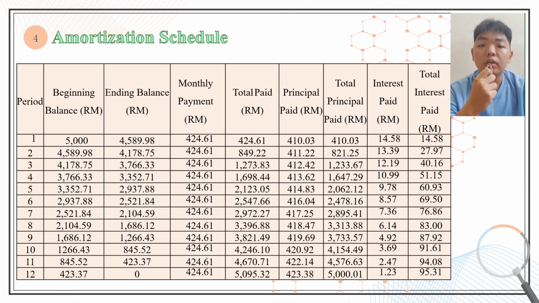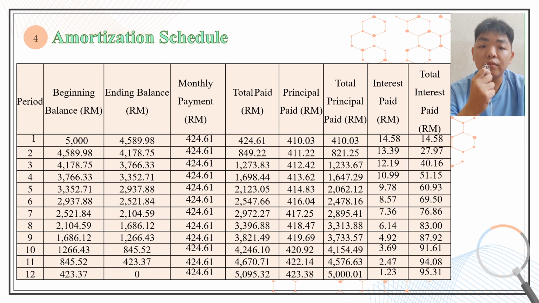This is the timetable of the amortization schedule. The first period of beginning balance is 5,000, ending balance is 4,589.98, monthly payment is 424.61, principal paid is 410.03, interest paid is 14.58, and the last period of beginning balance is 423.37, ending balance is 0, monthly payment is 424.61, total paid is 5,095.32, principal paid is 423.38, total principal paid is 5,000.01, interest paid is 1.23, and total interest paid is 95.31.